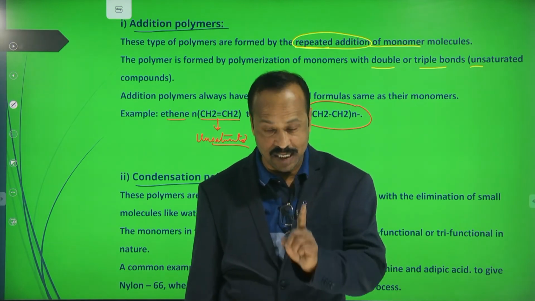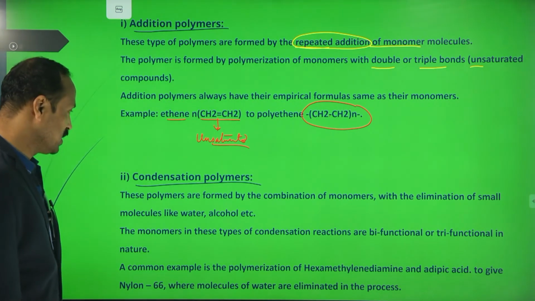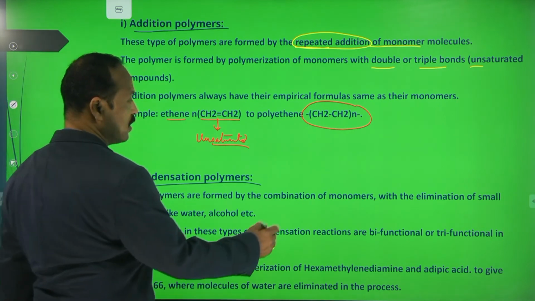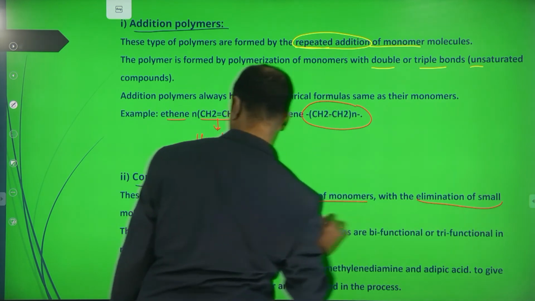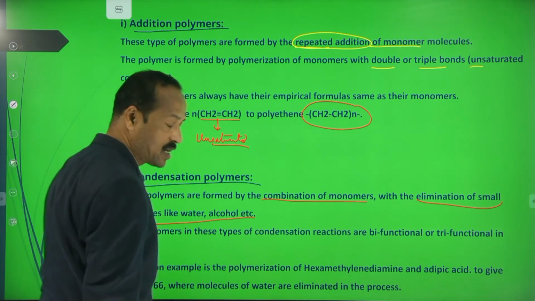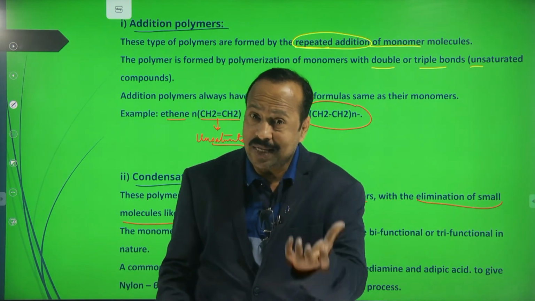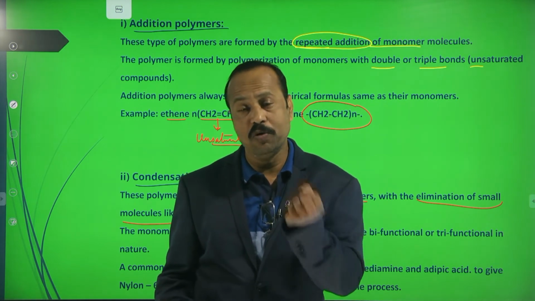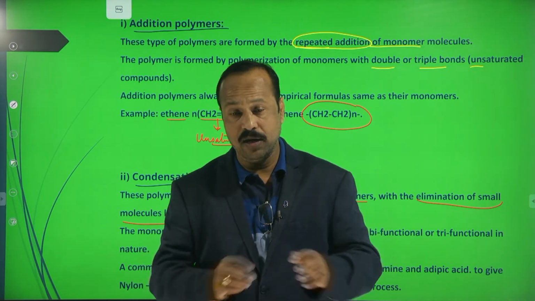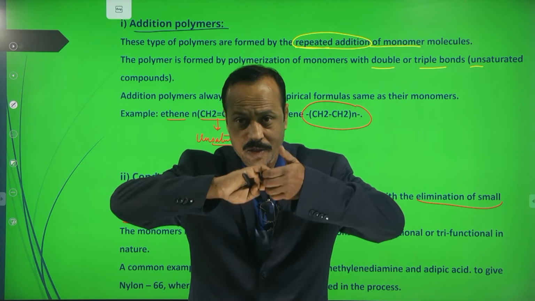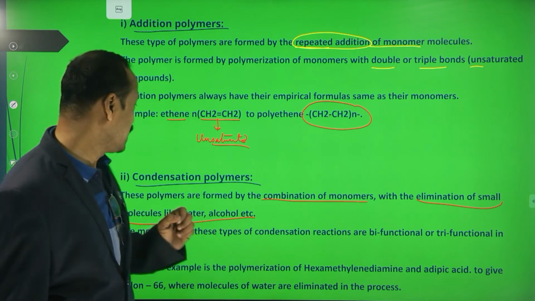An example is polyethylene. Now come to the next one, condensation polymerization. Condensation polymerization is formed by the combination of monomers. Here also monomers combine, but with the elimination of small molecules like water, alcohol, etc. The monomers join with each other, but while joining they lose small molecules. This process is called condensation polymerization.